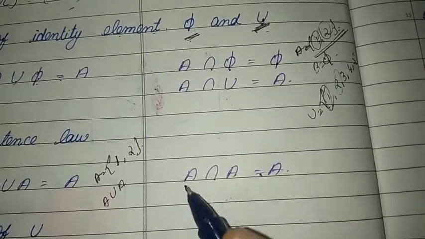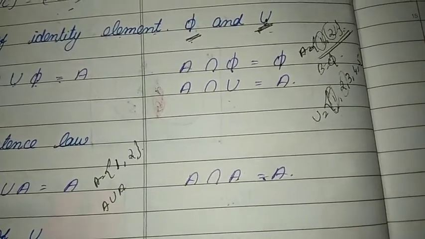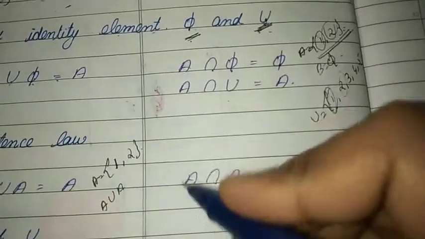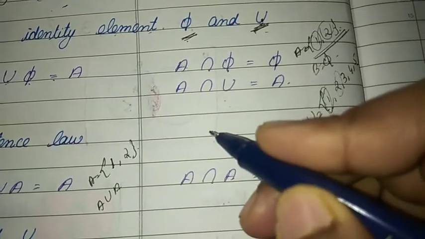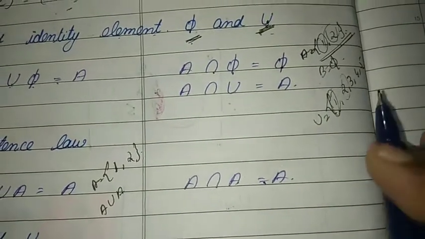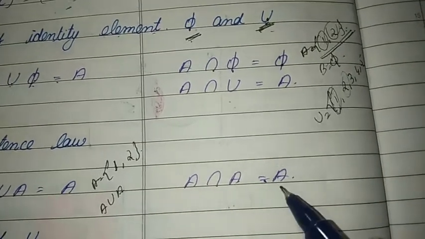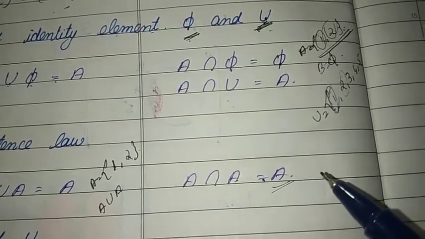Now A intersection A is equal to A only, because A is equal to {1, 2}. If I take the intersection, we have to take only the common elements. Every element in A intersection A is common, so I will have the A set itself.